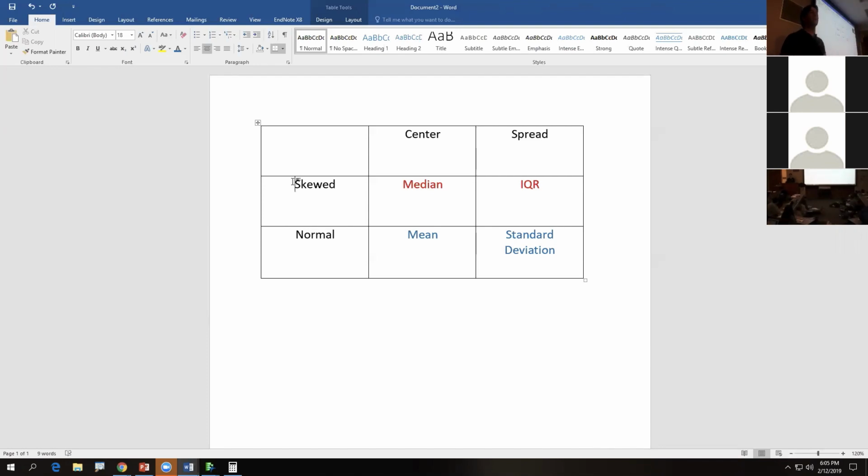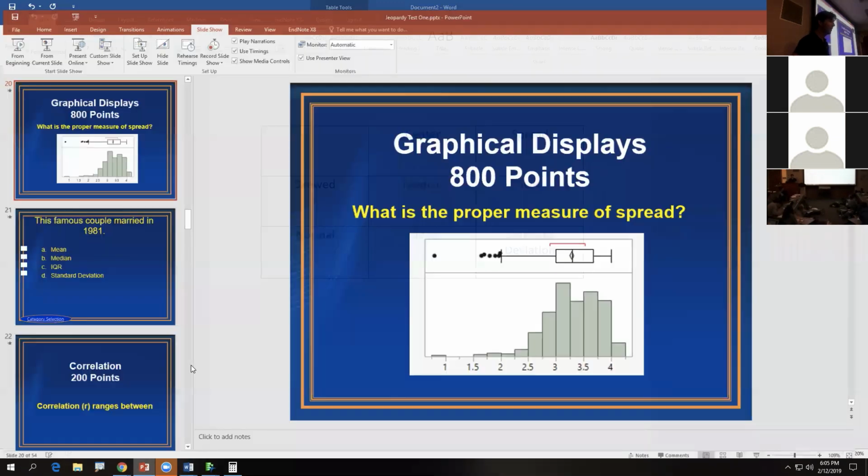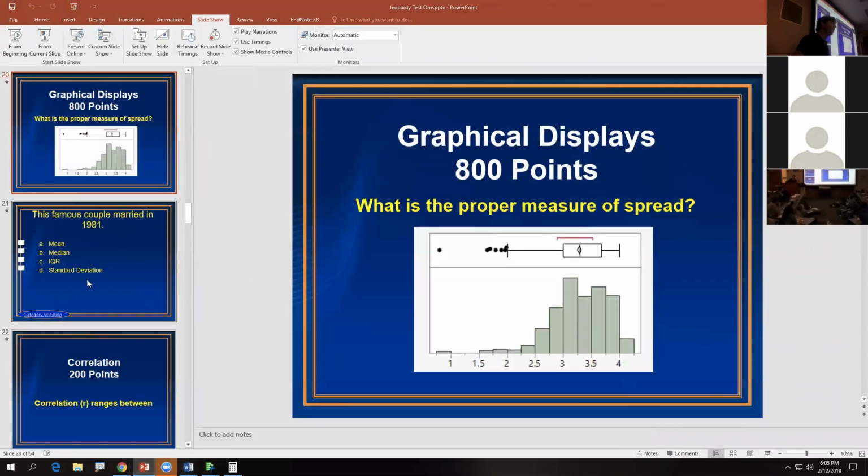Think about what the median is. It's based on the 50th percentile. The IQR is the range of the middle 50% going from Q1 to Q3. Isn't that also percentiles? So both of these on skewed data are based on percentiles, because outliers do not impact percentiles. It doesn't matter if I take this data point and move it all the way down. Would that change where the middle line is? Would it change where Q1 and Q3 are? Not at all.